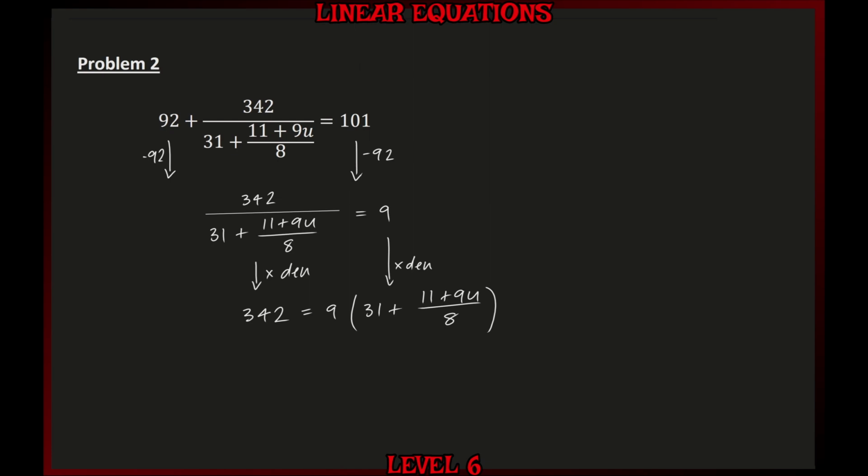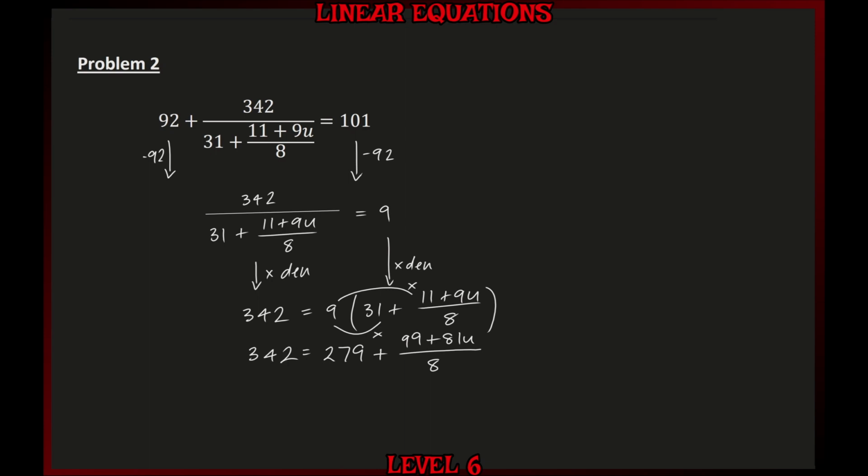On the right hand side, we can now expand the bracket. So we can start with 9 multiplied by 31, which gives us 279. And we now need to multiply 9 by the fraction at the end of the bracket. And this 9 is a 9 over 1. So when we multiply an integer by a fraction, we can just multiply the numerator by the integer. So we have plus 9 times 11 is 99, and 9 times 9u is 81u. And that's all being divided by 8. And on the left-hand side, we still have 342.